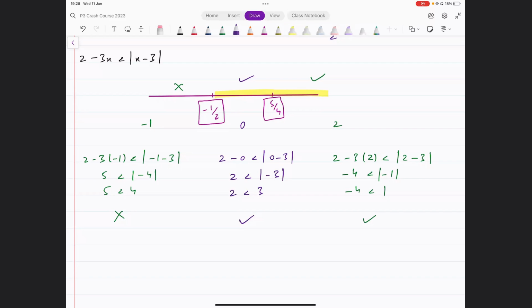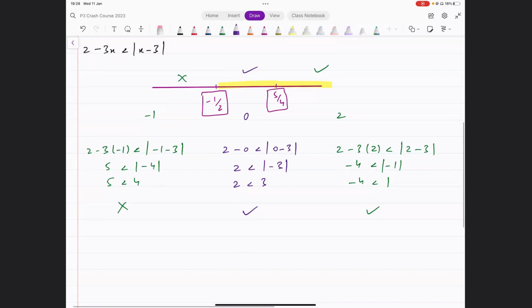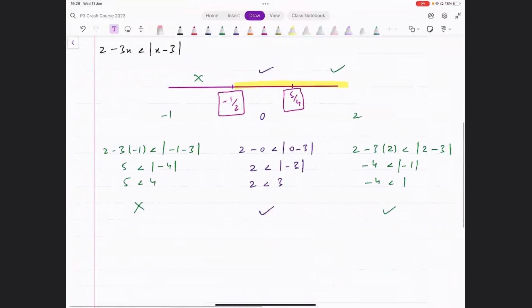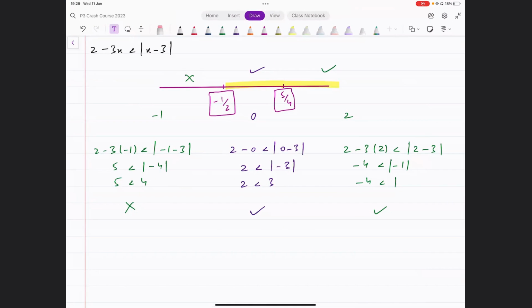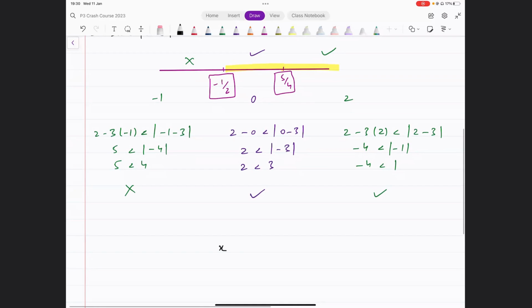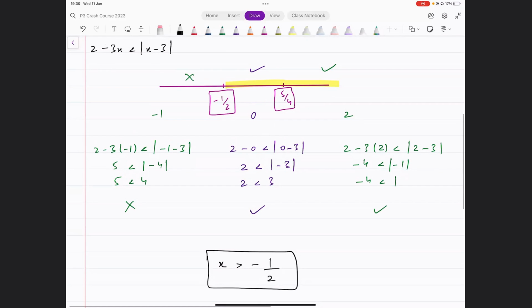What is our final answer now? How do we write our final answer? Any idea? Look at the diagram, look at the number line, which region is correct? How would you describe this region? It's basically anything that's towards the right side of minus 1 over 2. Whatever comes on the right side of minus 1 over 2, that is correct. So the final answer therefore is going to be x greater than minus 1 over 2. That is your final answer, because anything that you've got towards the right of minus 1 over 2 is correct. So this is your final answer.